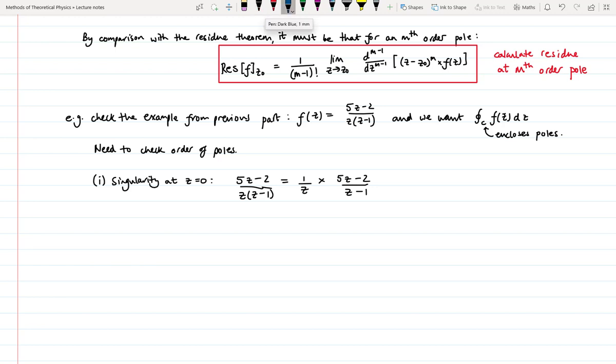Now we're interested in behaviour in the neighbourhood of the singularity at z equals 0. And you'll spot that this term here is analytic in the neighbourhood of z equals 0. It is not singular. That means that it has a Taylor expansion.